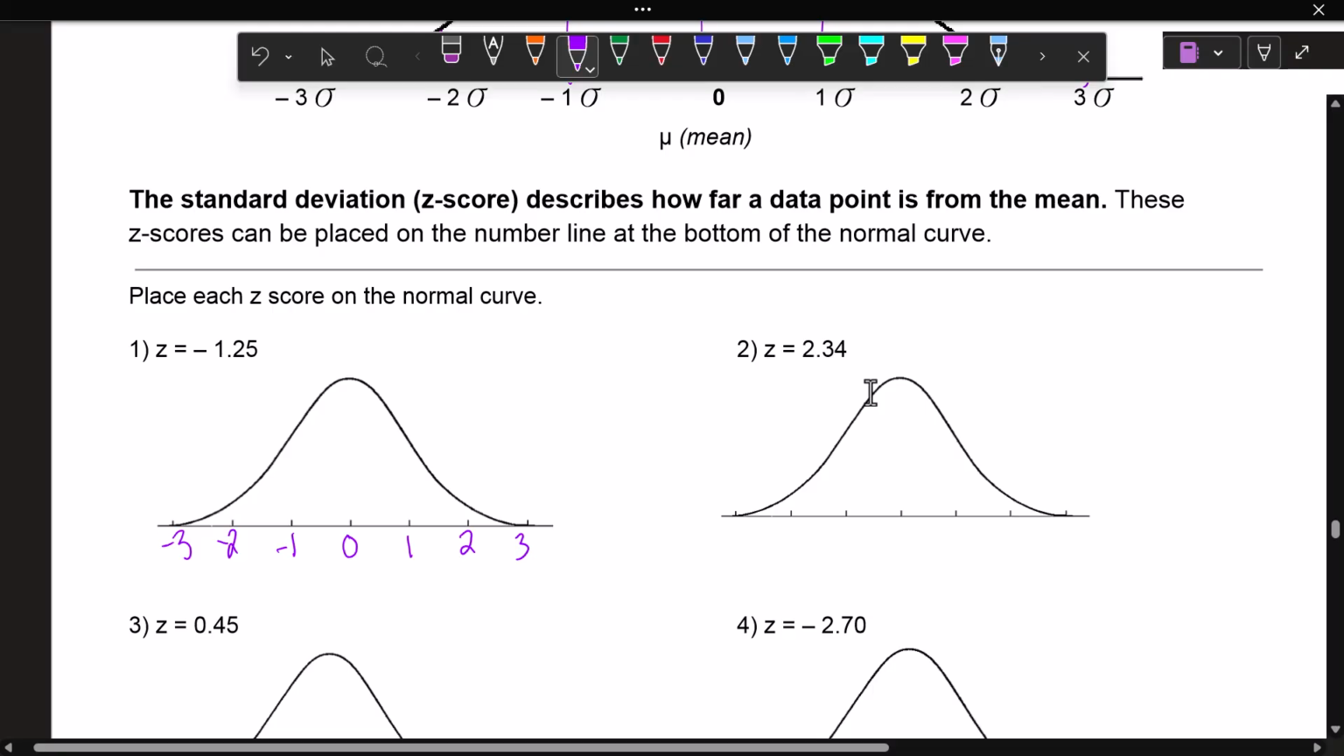So plot each z-score on the normal curve. Well, negative 1.25, it's past negative 1. So a little bit like that. And that would be negative 1.25. Again, same thing here. 2.34 is between the 2 and the 3, about a third of the way through. And I'll label that just to be thorough.